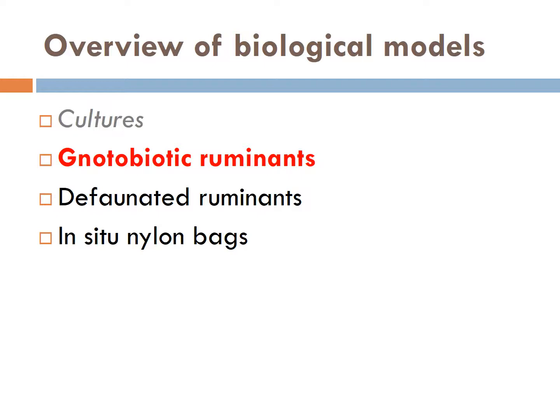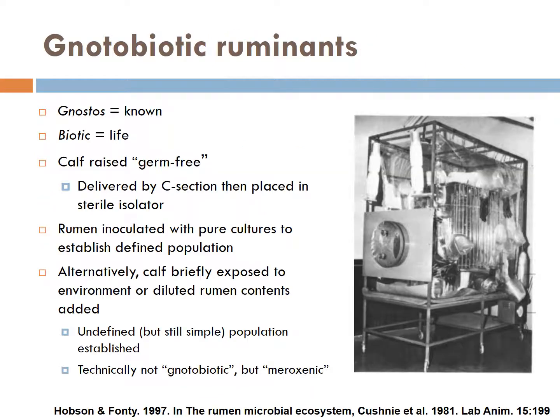Cultures are one type of biological model. Another useful biological model is gnotobiotic ruminants. The term gnotobiotic derives from the Greek gnostos, known, and biotic, life. We know exactly which microbes are present in these ruminants. To prepare a gnotobiotic ruminant, first we raise a calf germ-free. We deliver it by C-section and then place it in a sterile isolator. We saw this figure in the slide about microbial colonization.